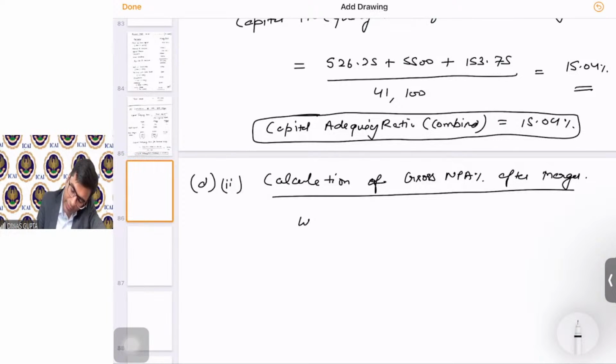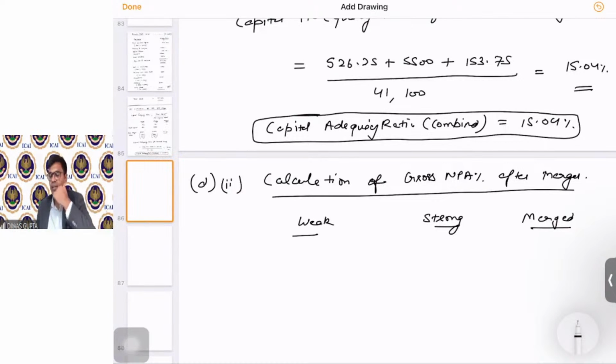Again, we have weak bank, we have strong bank. These are both the banks before merger, and then finally the merged bank, right? After merger. So gross non-performing assets as a percentage were 40% in weak bank and 5% in strong bank. Merged, we have to calculate.